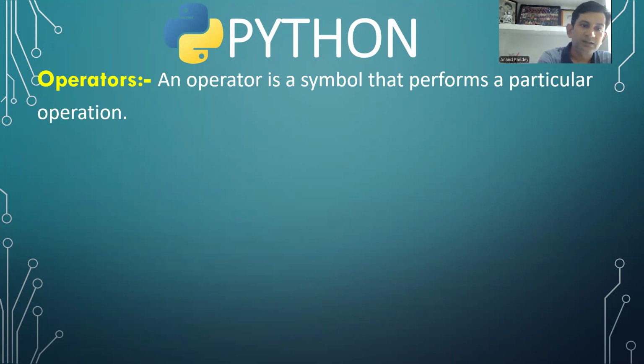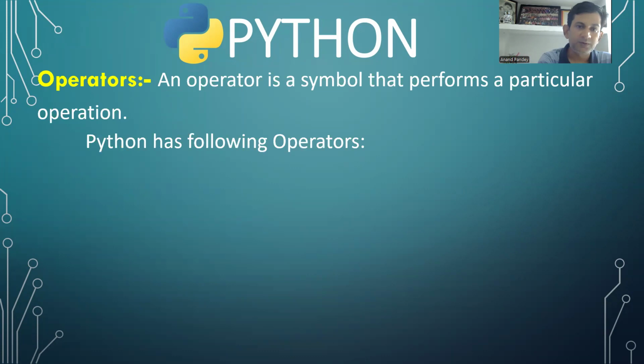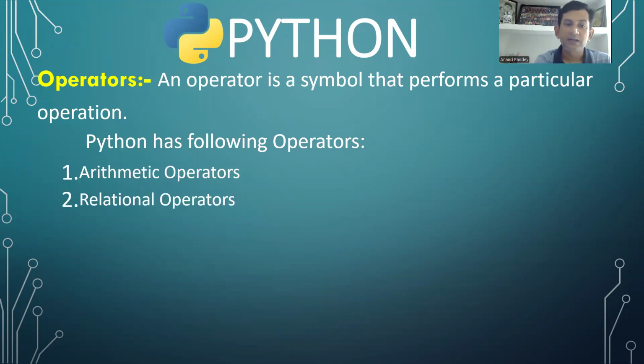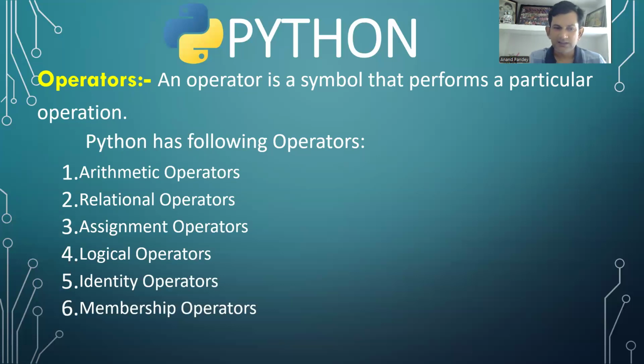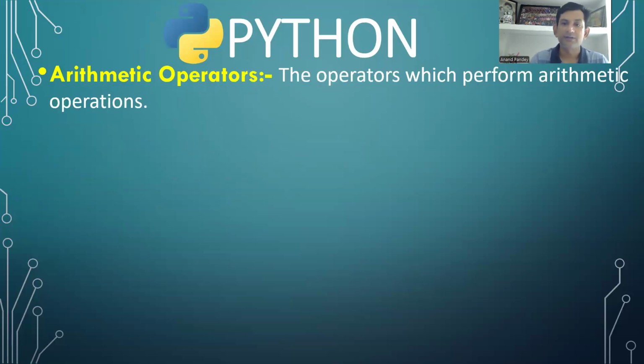Okay, Python has the following operators. The first is arithmetic operators, relational operators, assignment operators, logical operators, identity operators, and membership operators. These 6 types of operators Python has. So I will discuss one by one. In this video, I will discuss up to logical operators only. Only 4 operators I will discuss in detail.